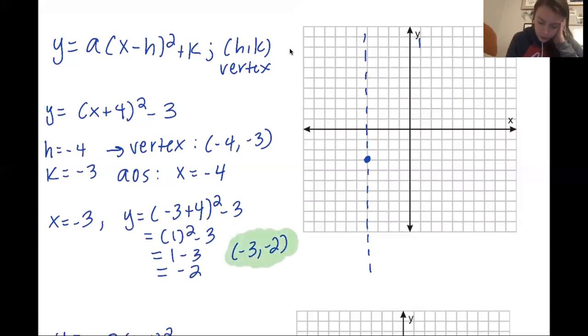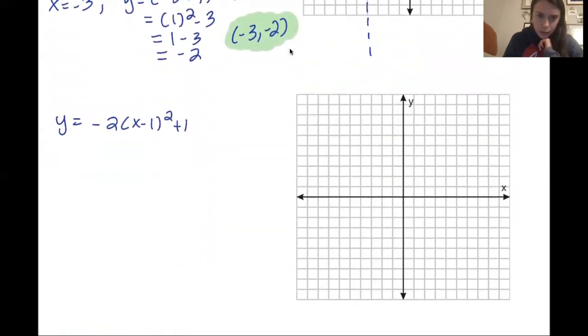So that goes right here. And then because the axis of symmetry is a mirror, I know that my other point is going to be right here. Then I'll connect everything and I have this pretty quadratic. So that is our first example. If you need more time with that, go ahead and pause. But if not, we can move on.